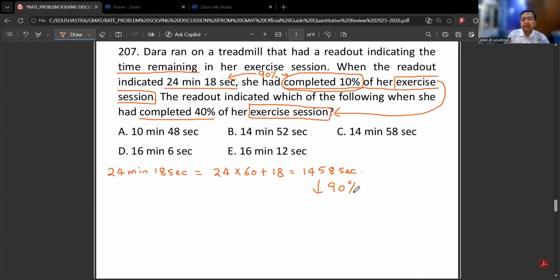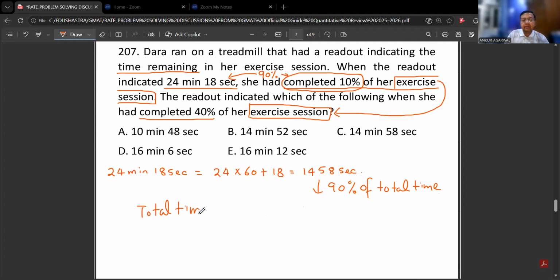90%. 90% of what? 90% of the total time, as I mentioned earlier. Now, if this is 90% of the total time, I can identify the total time.